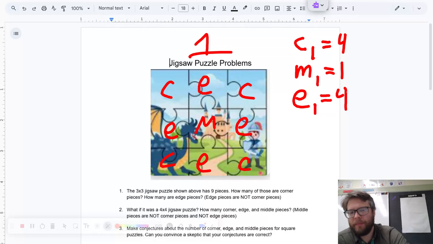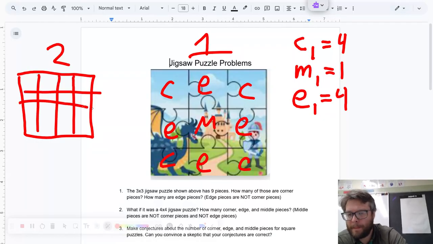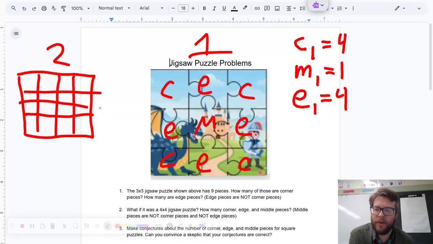And then we can look at the next size up. So if we go the next size up, we're going to make it into a 4x4 square. If you look at that, now our numbers have a different thing. We're talking about puzzle number 2.